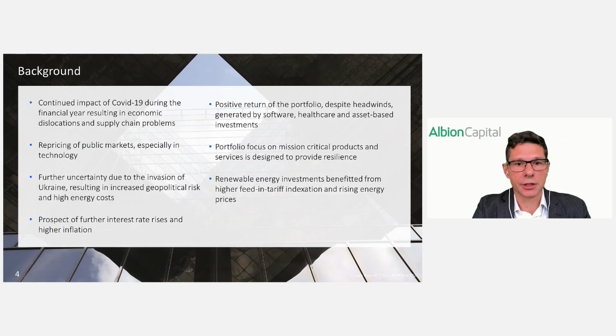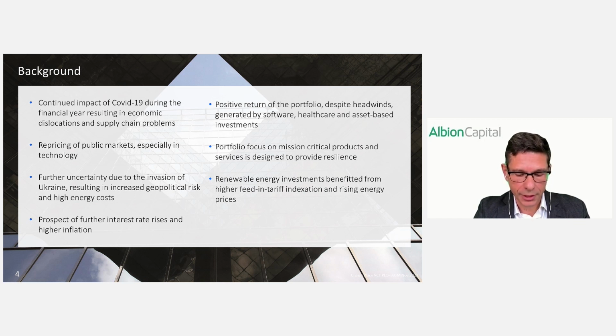Just setting out the scene, during the year there were lots of changes economically, politically, and in terms of everything that happened in the world. Clearly, the COVID-19 pandemic continued to make a big impact on the economy, creating lots of different dislocations and supply chain problems that our portfolio companies and their own clients have to contend with. We also saw a significant repricing of public markets, especially in technology. This was towards the back end of 2021.